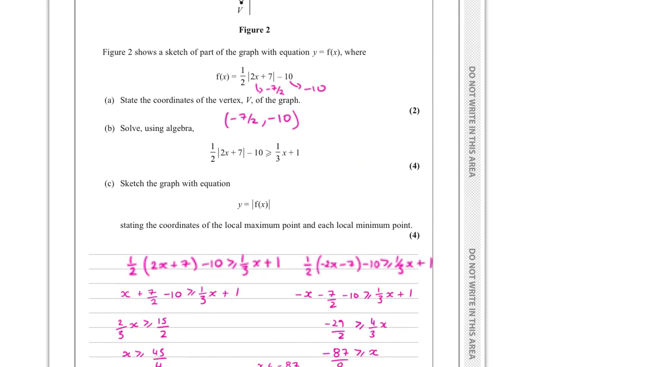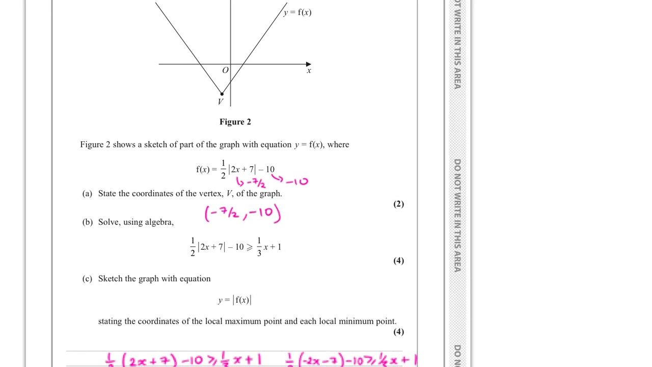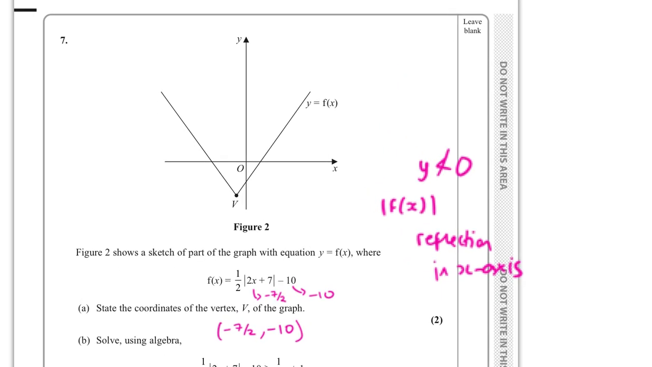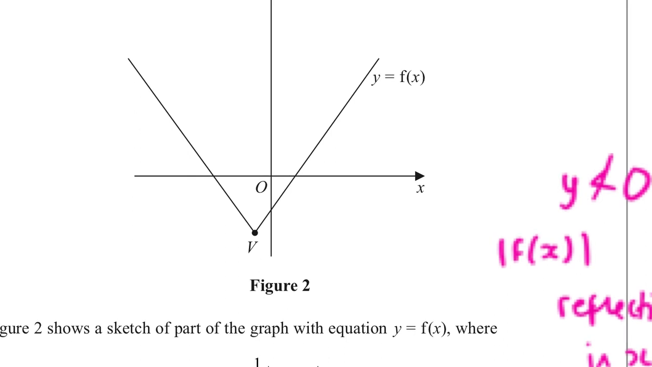Okay. Then it says sketch the graph for the equation modulus f of x. So that means it's a reflection in the x-axis. It's really simple to do. Basically, because we want the modulus of the whole function, it means that our y will never be less than 0. So anything below the x-axis needs to be flipped up. So your graph is going to look like this blue line.